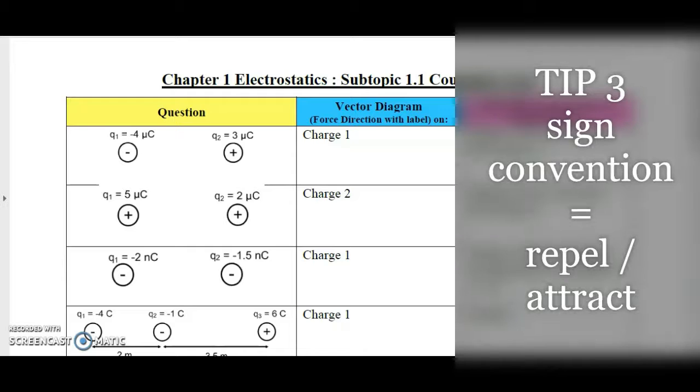Tip number 3. Sign convention will decide whether the force is attractive or repulsive. Okay, so look at the sign. Negative and positive will attract. Positive and positive or negative and negative will repulse. So you draw the force according to that concept.